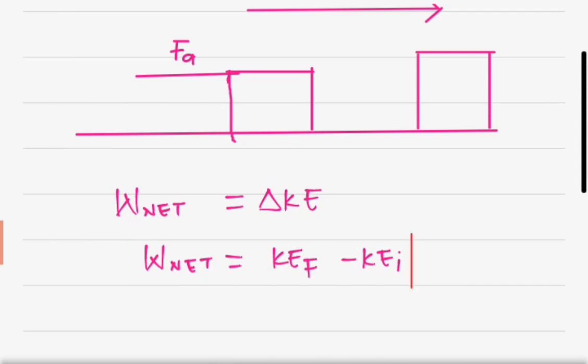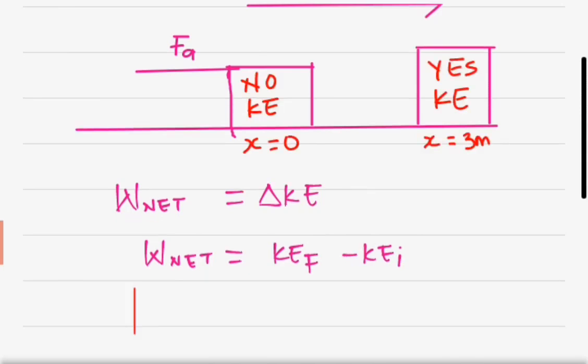So now let us imagine a box at rest. So you can see that initially the box is at rest and there is no kinetic energy. Since the box is at rest, there is no kinetic energy, because kinetic energy is actually the energy due to the motion of a particle or an object. So when the object was at rest, there was no kinetic energy.